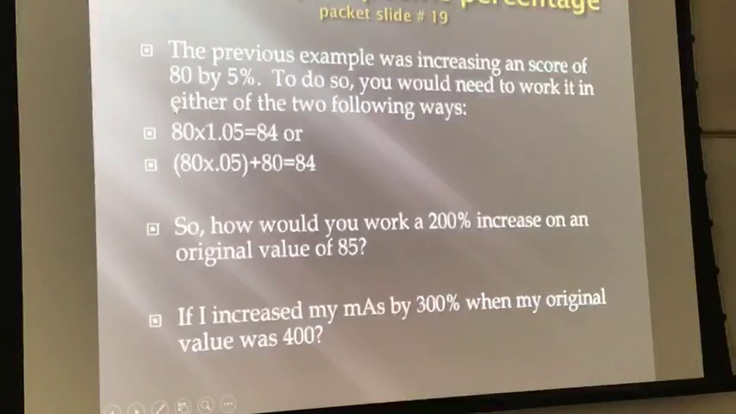So if the class average was 80, and I curved it about 5%, that would mean that your class average went up by 4 points. So how would you work a 200% increase on original value of 85? You have 85, and you need to increase by 200%. What is 100% of 85? 85. Just double it. That's the mistake you're gonna make.